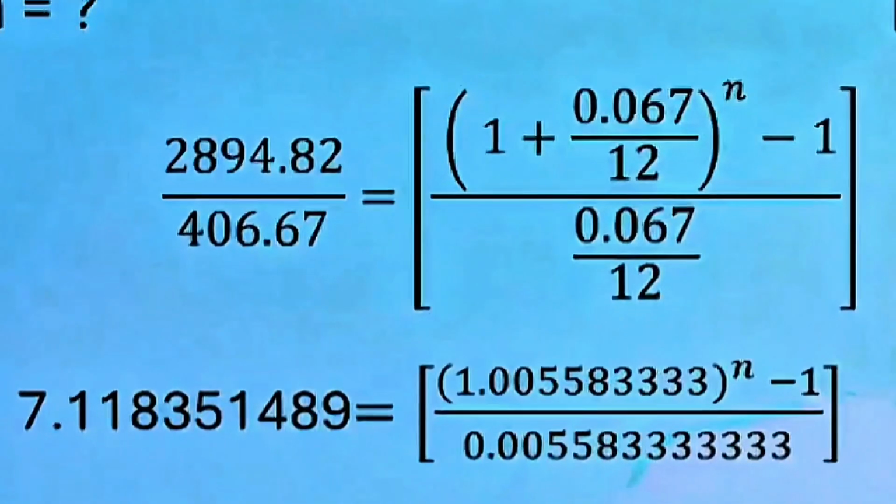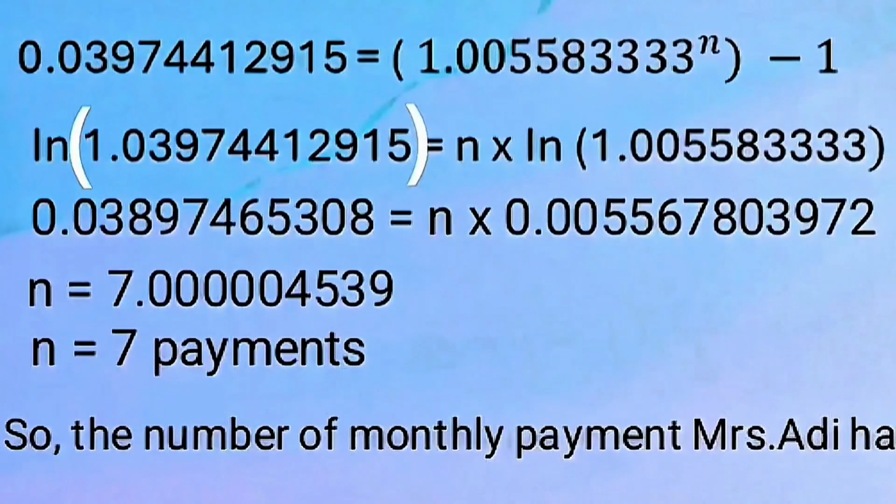And then we bring the R amount to the front, which is 2,894.82 divided by 406.67. And then we change the amounts into decimals, which is 7.11835149 equal to in bracket 1.005583333 close bracket to the power N minus 1, divided by 0.005583333. So 7.11835149 will be multiplied by 0.00558333333. So the answer will be 0.039744129115. And then the minus 1 at the back, we will bring it to the front, so it will be plus 1.